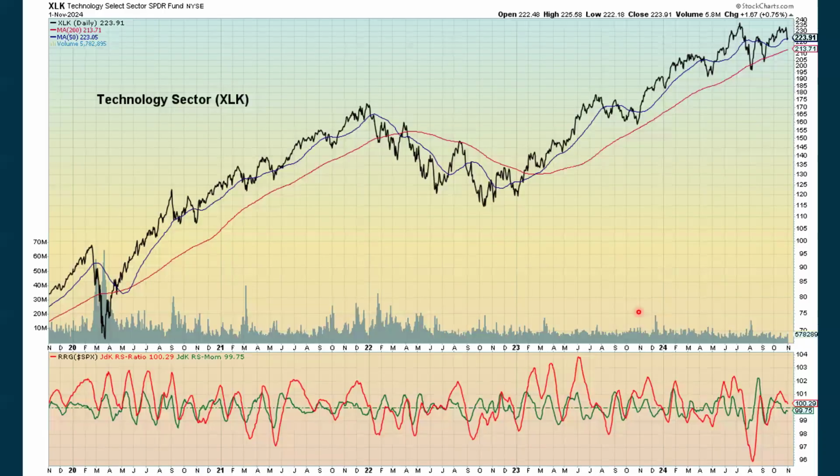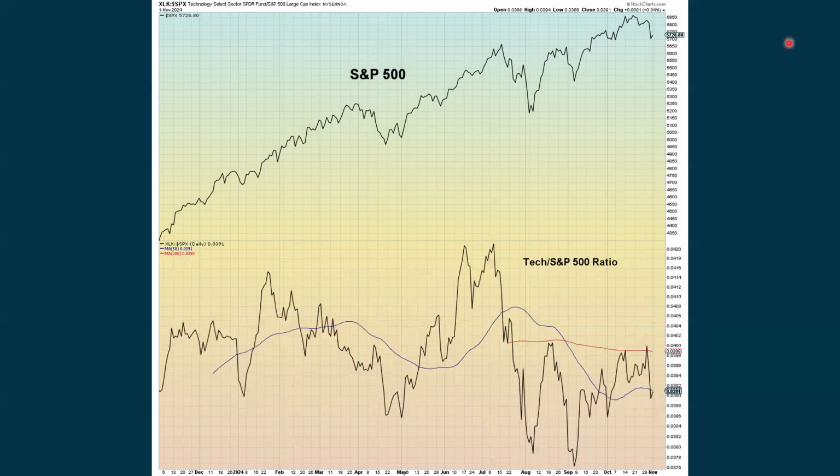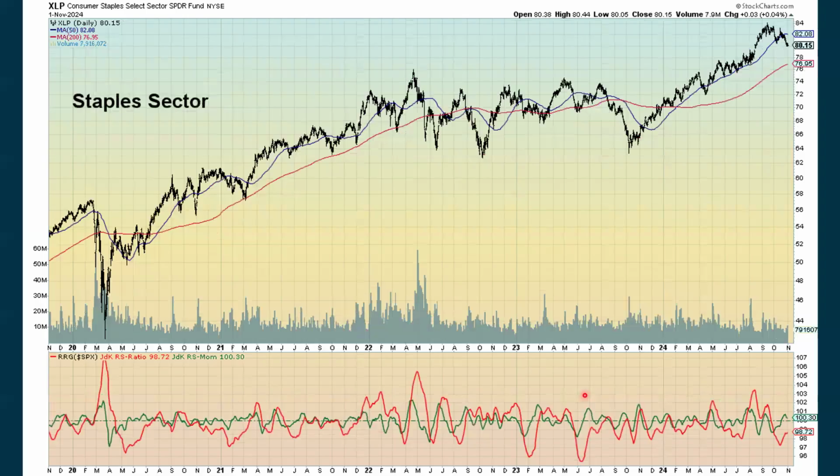The tech sector, this is a really important area. We're coming back down and actually hitting the 50-day moving average, but in a downtrend when we compare it to the S&P. Now, earlier on, the tech sector was really outperforming. And then about the middle of July, that's when we hit a high, and we've been underperforming since that time.